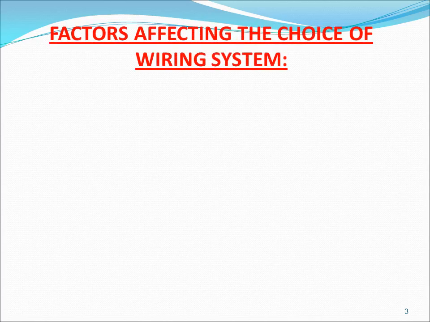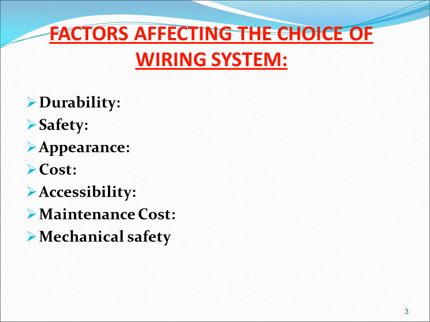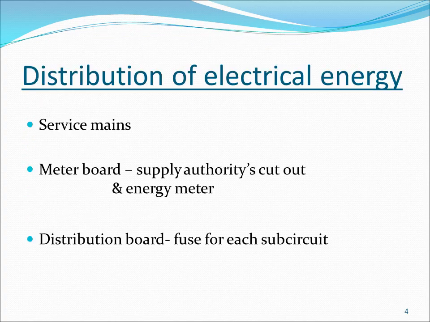So what are the factors affecting the choice of wiring system? So while selecting the components, what are the things we need to remember? So we should give the long life or durability, safety also we should give, appearance, it should look good, cost should be low, accessibility, maintenance cost, mechanical safety, everything matters or these factors affect the choice of the wiring system.